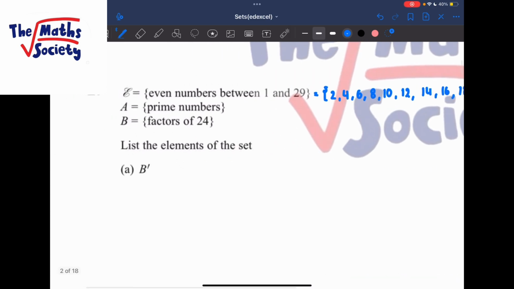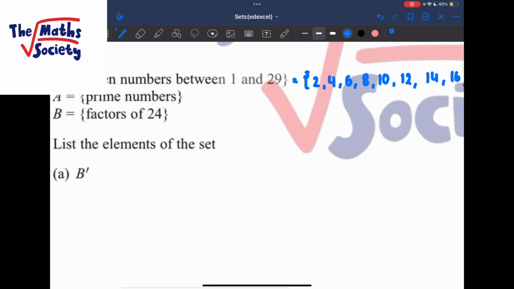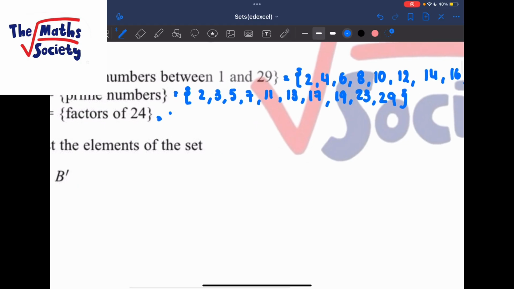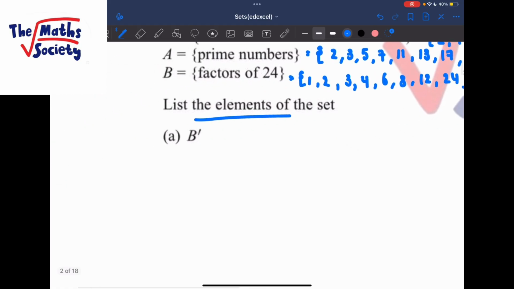Yep, and then it says A has to be prime numbers. So we know that this universal set goes up to 29, so we can just take the prime numbers until 29. Prime numbers start from 2, 3, 5, 7, 9, 10, 11, 13, 17, 19, 23, and then 29. Then B is the factors of 24. We just need the factors, which will be 1, 2, 3, 4, 6, 8, 12, 24.